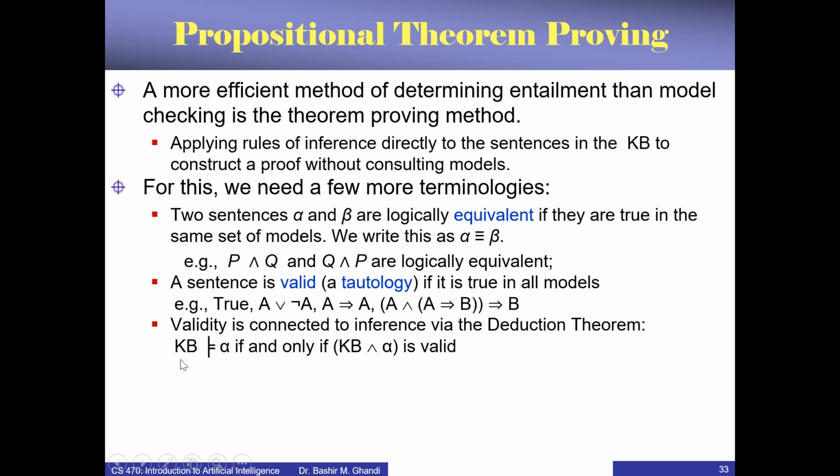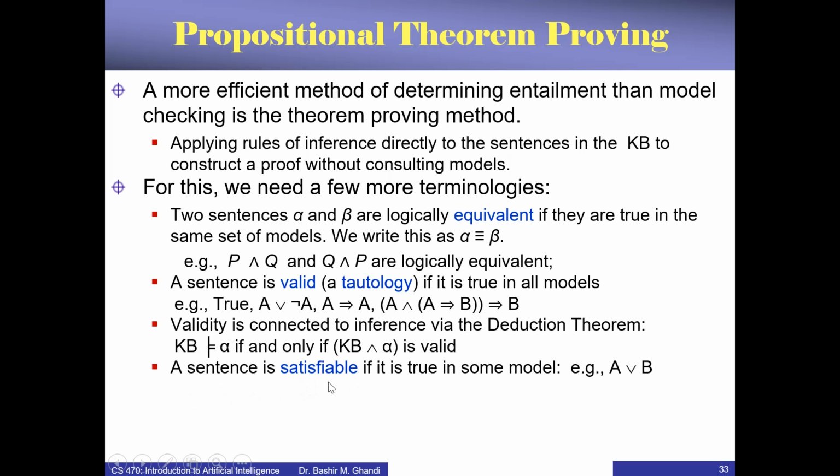So for example, KB entails alpha if and only if KB implies alpha is valid. So in trying to prove this, we only need to prove that KB implies alpha is valid. If we can prove that, we don't have to prove the other one. It's automatically implied. Next term is satisfiable.